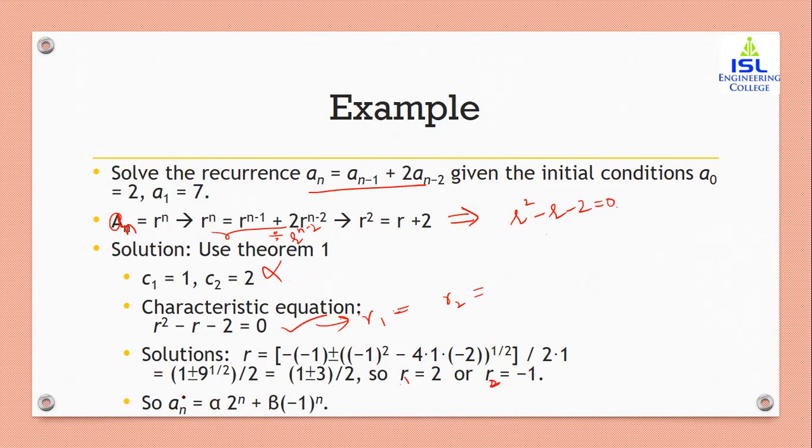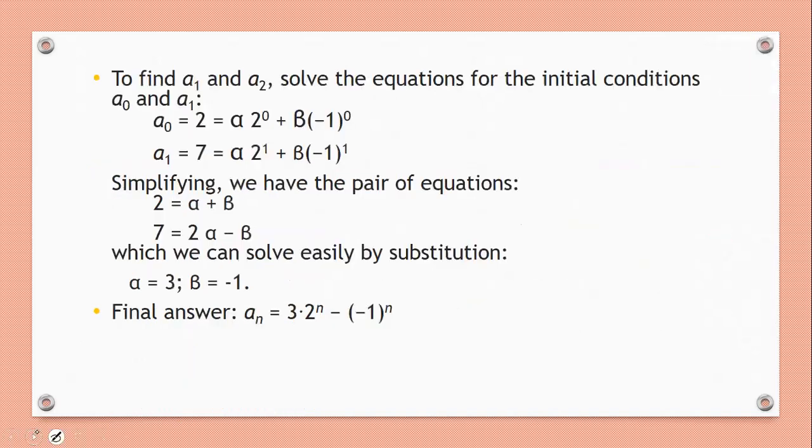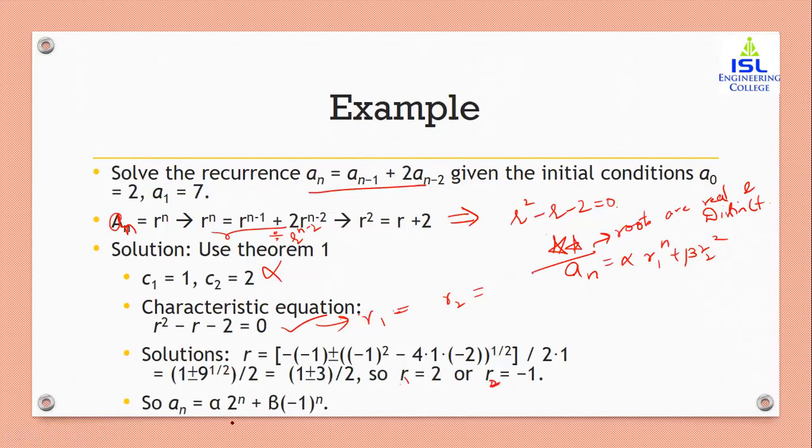Now after that, we have to use our theorem. What was the theorem? An is equal to alpha r1 power n plus beta r2 power n. This is very, very important. When is this used? When the roots are real and also distinct. In that case, we have an is equal to alpha into 2 power n plus beta into minus 1 power n. Here 2 is r1 and minus 1 is r2.